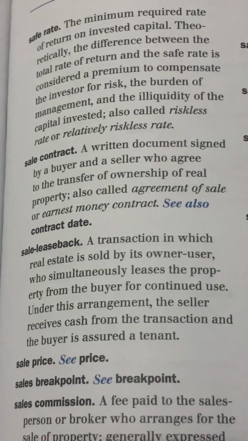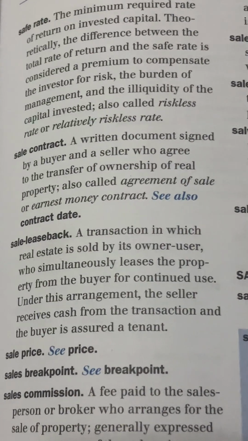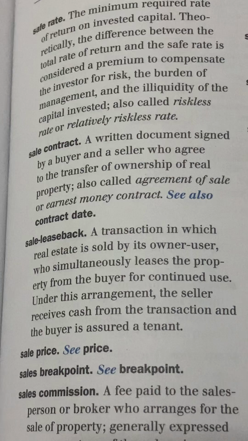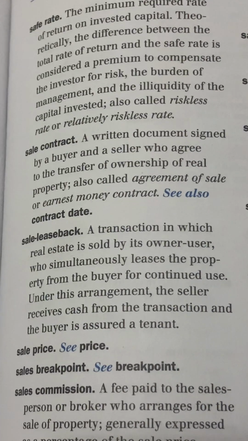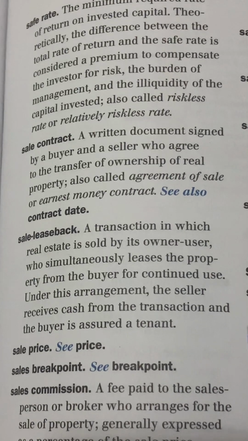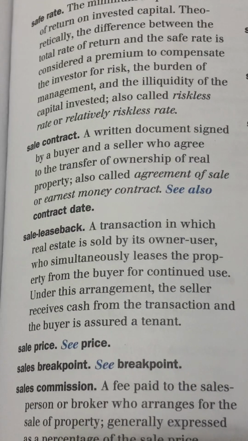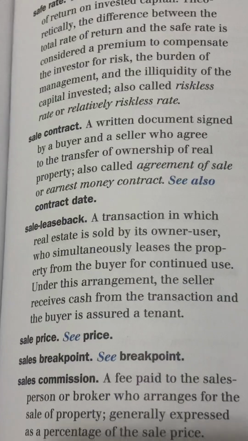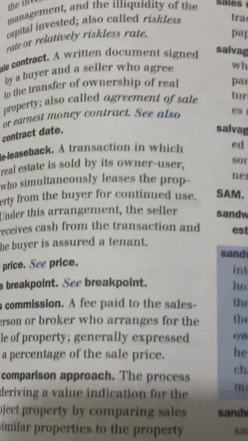Sale contract. A written document signed by a buyer and a seller who agree to the transfer of ownership of real property, also called agreement of sale or earnest money contract. See also contract date.